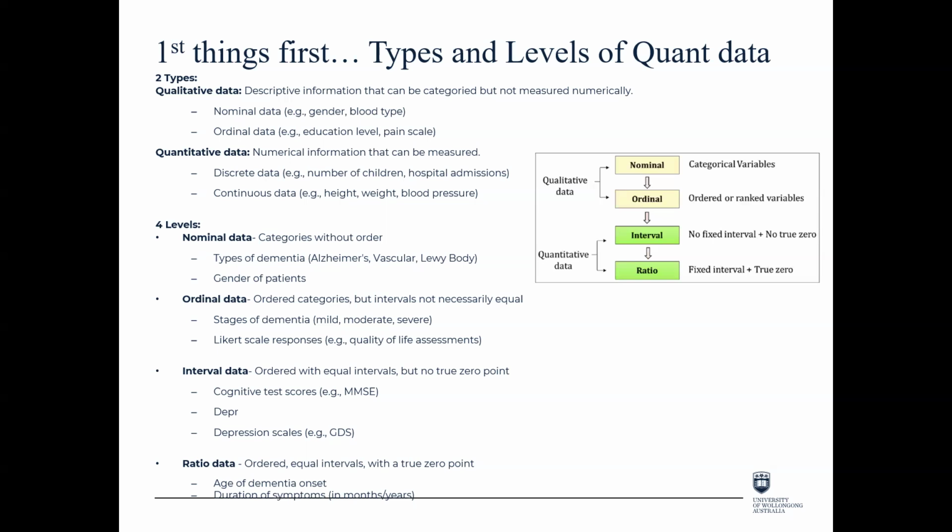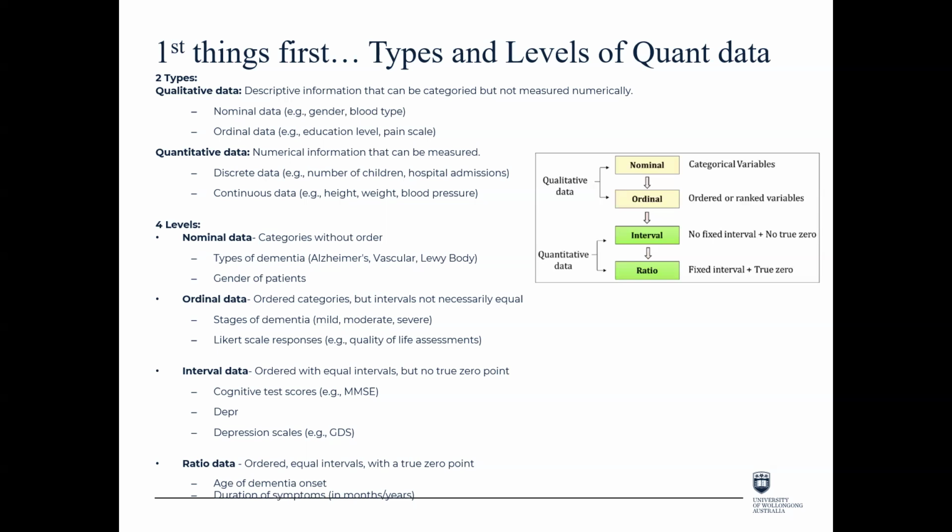But there are 2 types of quantitative data, and they are qualitative data or quantitative data. So qualitative quant data is descriptive information that can be categorized, but not measured numerically. So it can be nominal data, that's things like gender or blood type, or it can be ordinal data, so education level, like high school, college, university, or on a pain scale, so on a Likert type, from 0 pain to 10, that kind of thing.